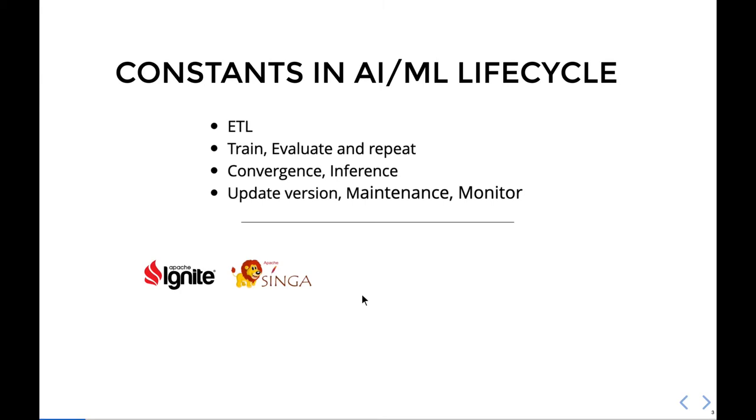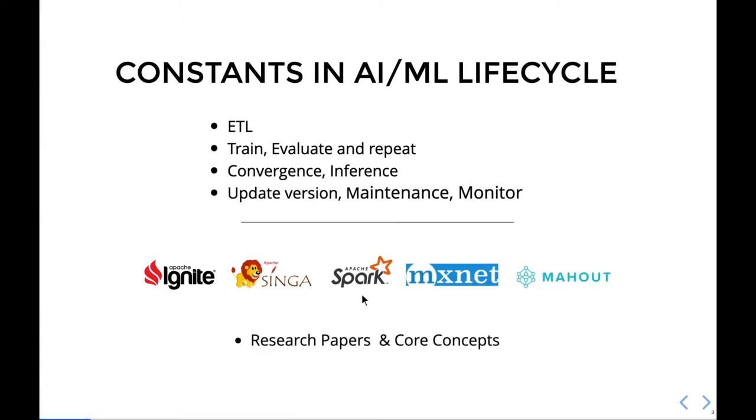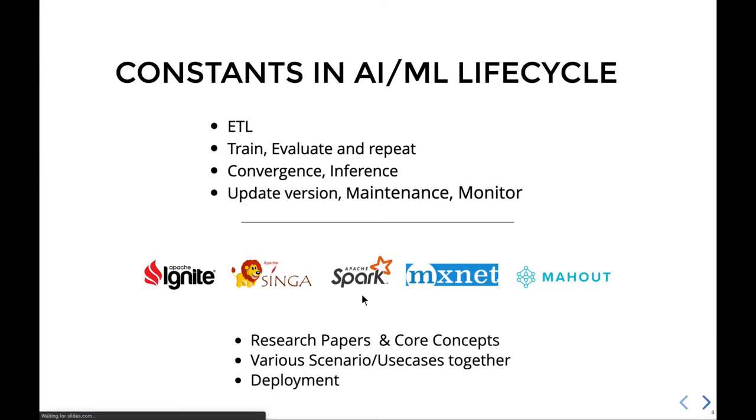We will see how each part of the lifecycle can be improved so that we can get high performance and better efficiency. Although there are many projects under the Apache Ecosystem for machine learning, in this talk we will mostly focus on Apache Ignite, Singa, Spark, MXNet, and Mahout. We will go through each project one by one and check the initial research paper and core concepts, and how they are implemented. Then we will understand various scenarios and use cases together. Also, we will see how we can do better deployment for all these projects and frameworks.